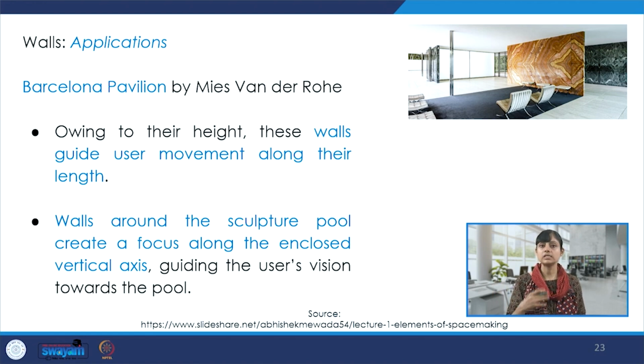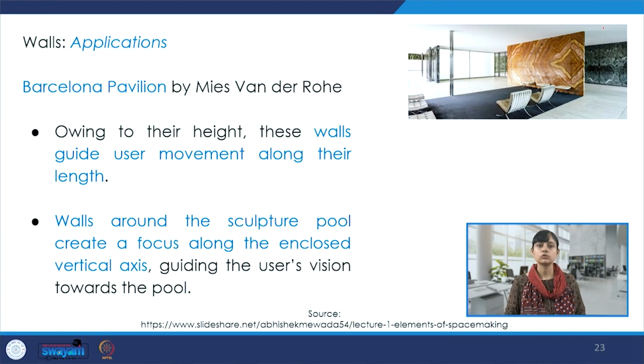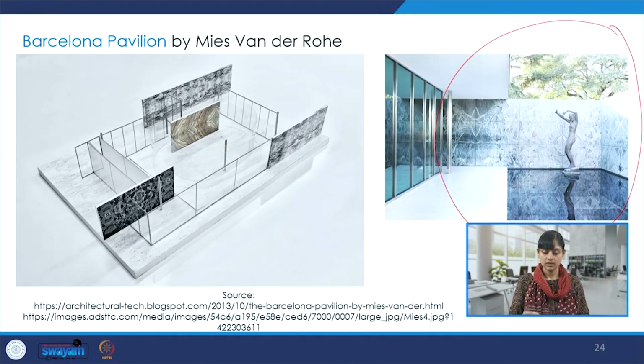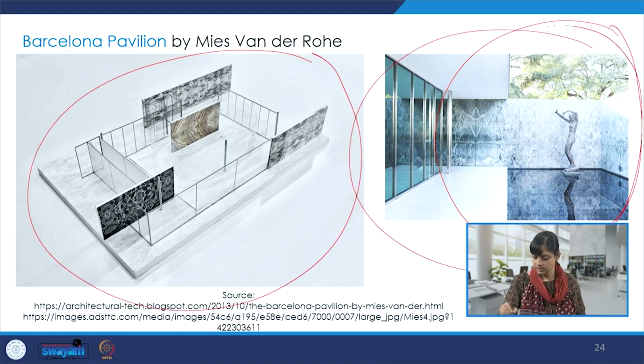The walls around the sculpture pool, we see the sculpture pool over here. So, the walls around the sculpture pool create a focus along the enclosed vertical axis. This is a render, and we see the details of the sculpture pool over here. And essentially the entire plan is composed of different kinds of walls which act as planes.